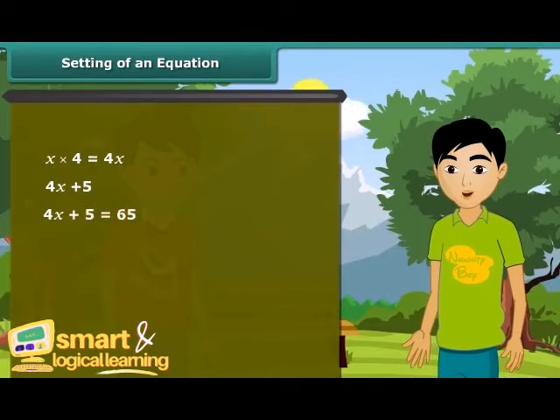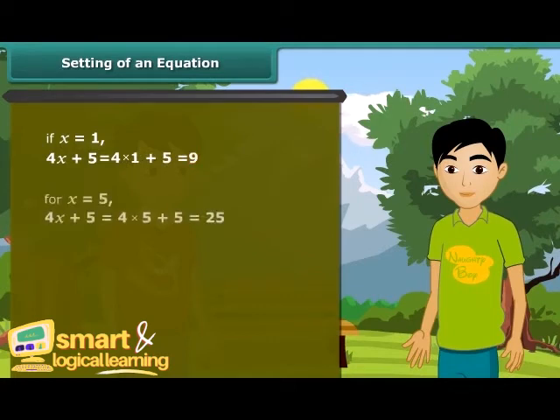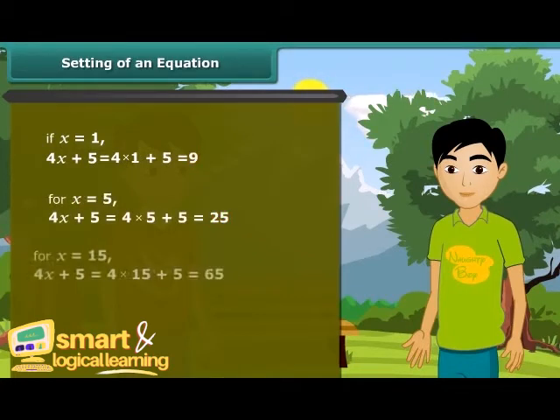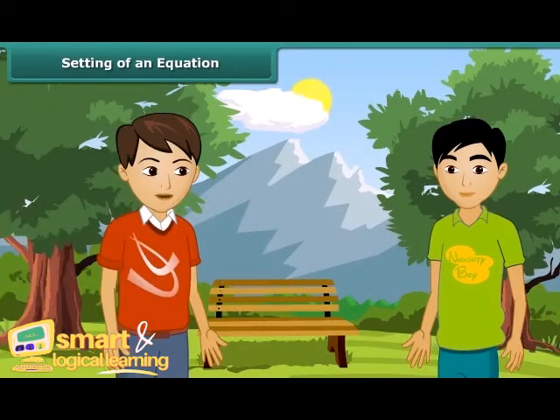Now to find the number, I put different values of x. If x is 1, we get the answer as 9. If x is 5, we get the answer as 25. Similarly, for x equal to 15, we get the answer 65. This is so simple.